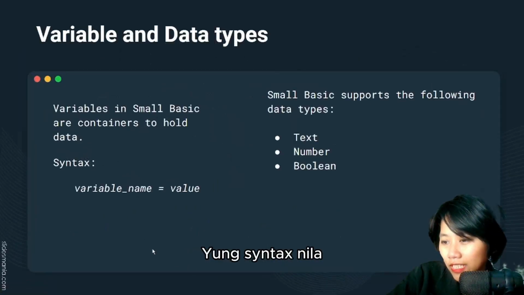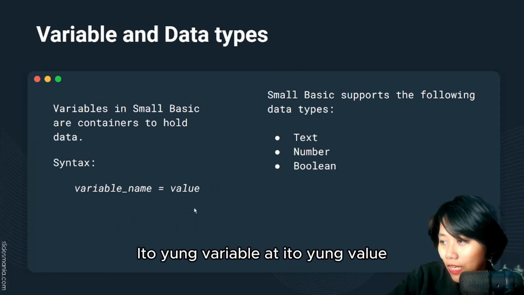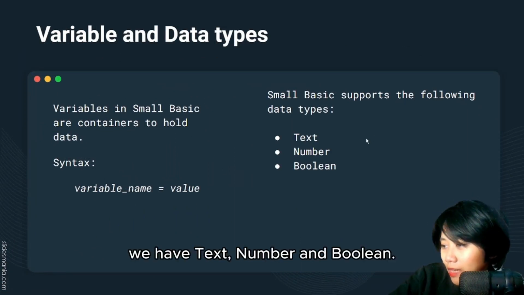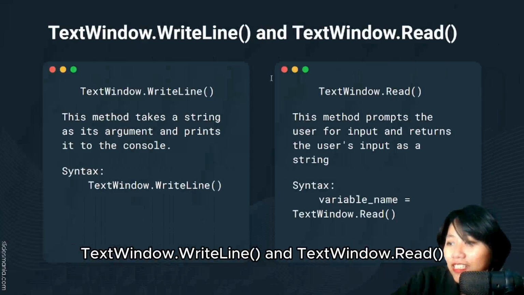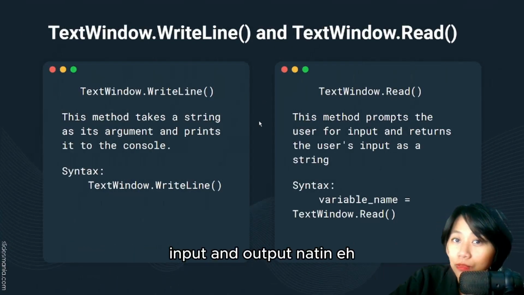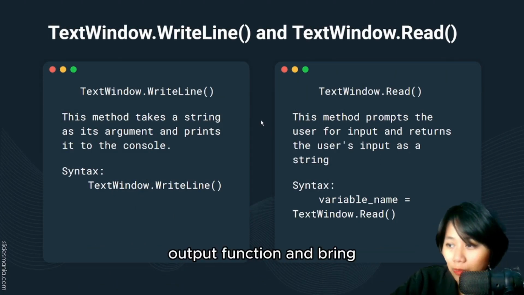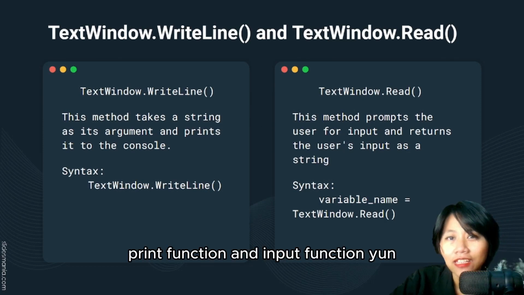Variable and data type. Yung syntax nila, pare-pareho lang sa Python actually. Ito yung variable at ito yung value. Sa data types, we have text, number, and boolean. TextWindow.WriteLine and TextWindow.Read. Ito yung input and output natin. Yung similar sa Python, di ba? Meron po tayong input function and output function. Ayan, print function and input function.